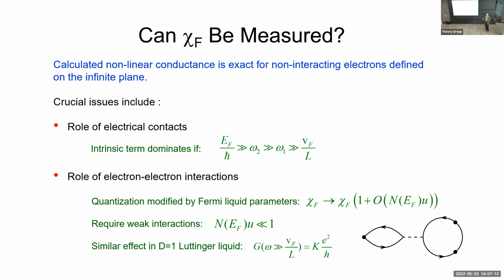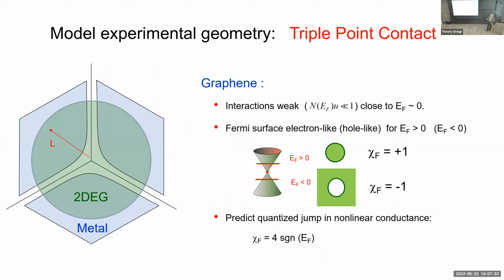Okay, so if there's any hope of seeing this, we need to be in the right frequency regime, and we need to have a system that's weakly interacting. Maybe there's some hope. So let me just give you my best guess here, which is to think about a plane of graphene, and you can imagine having your plane of graphene with three metallic contacts sitting on top of it. If you're sufficiently close to the Dirac point in graphene, then the interactions will be weak because the density of states is small at the Dirac point.